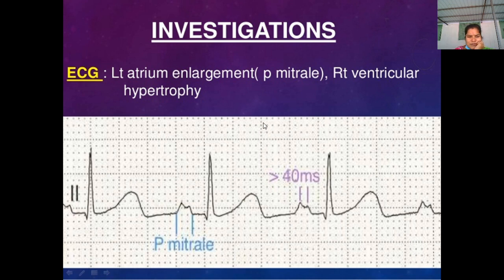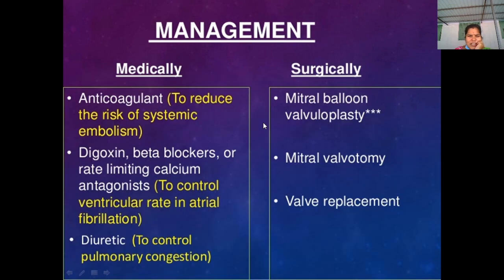Now medical management. In the medical management, the patient has to take anticoagulants. Anticoagulants reduce the risk of systemic embolism formation, and digoxin or beta blockers can be given to control the ventricular rate in atrial fibrillation. To control that, digoxin or beta blockers can be advised. To relieve the pulmonary congestion, diuretics can be given.